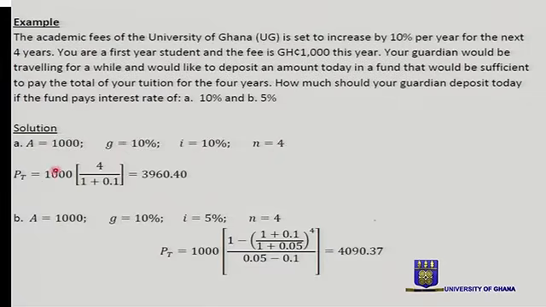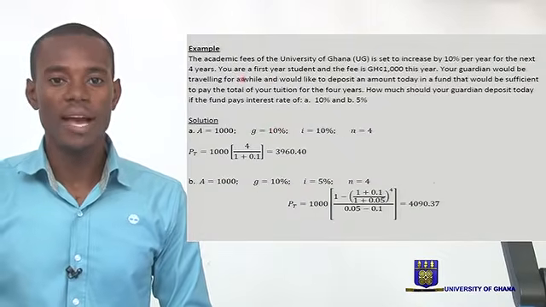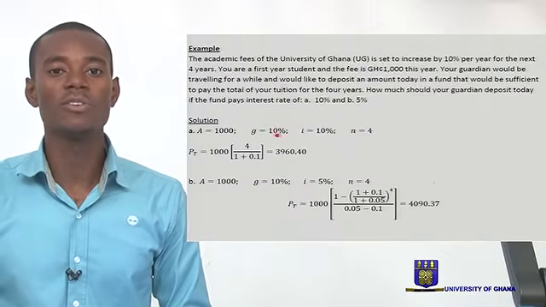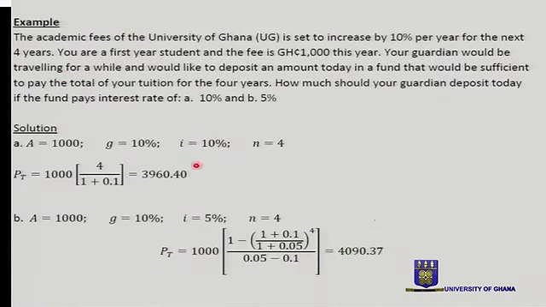4. Now here, you do see that the G, the rate at which the academic fees or the school fees is growing is 10%. And then the fund in which your guardian wants to put the money for you is also 10%. So your G is equal to your I. And so we use the simpler version, which is 1,000 into bracket, the number of years, which is 4, then 1 plus I. That will give you whatever it should be.